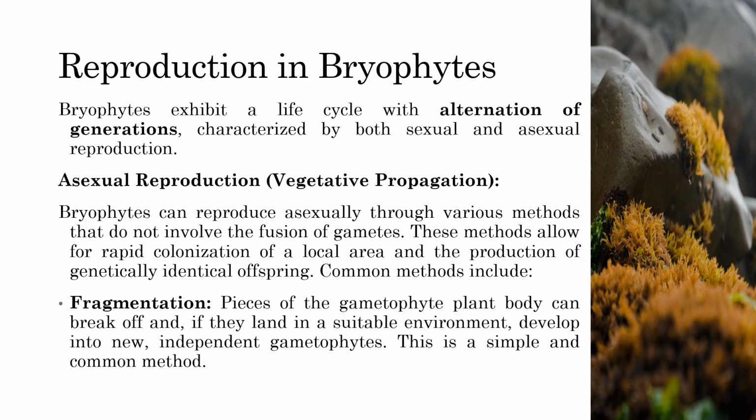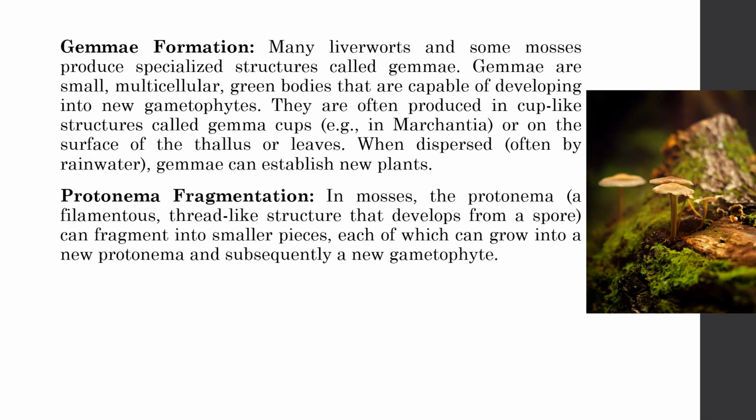For example, fragmentation. A piece of the gametophyte plant body can be broken off or broken into pieces, and if they fall on suitable land with a suitable environment, they develop into a new plant, an independent gametophyte. These are simple and common methods of reproduction.